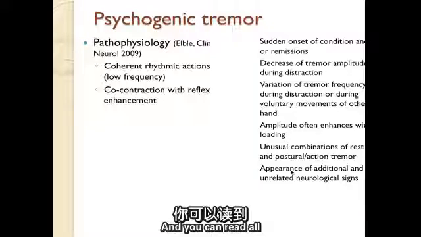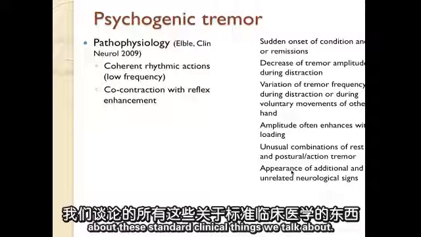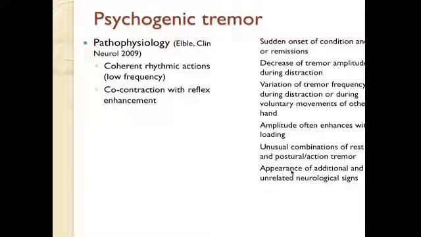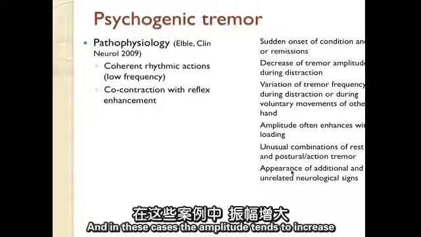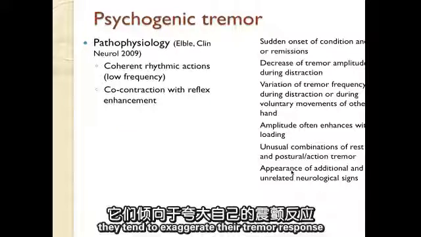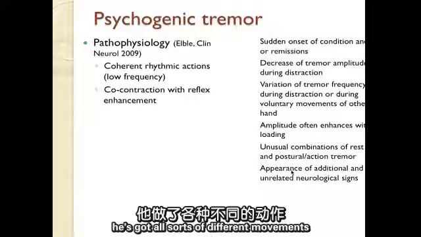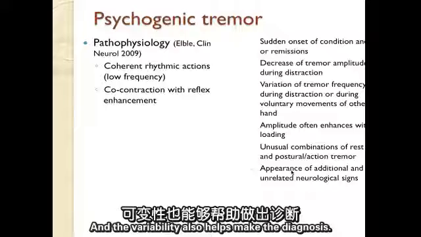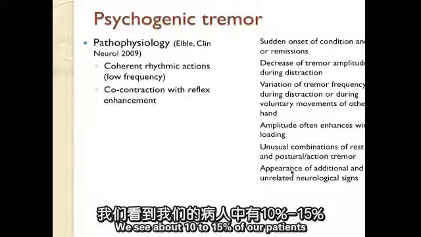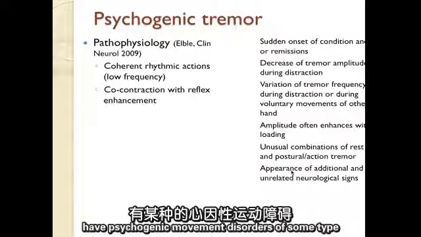And you can read all about these standard clinical things we talk about. This one's often interesting. When you load the limb, as you saw in the tremor recording that I did, the amplitude goes down. In fact, we use it as a treatment. And in these cases, the amplitude tends to increase. They tend to exaggerate their tremor response. Of course, he's displaying a lot more than tremor. He's got all sorts of different movements. And the variability also helps make the diagnosis. We see about 10 to 15% of our patients have psychogenic movement disorders of some type.